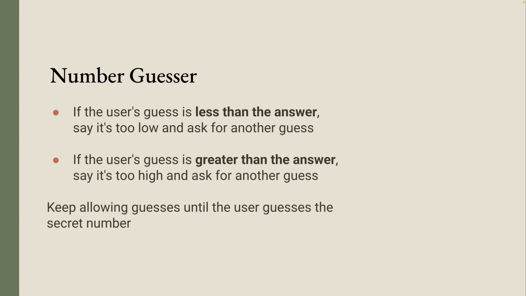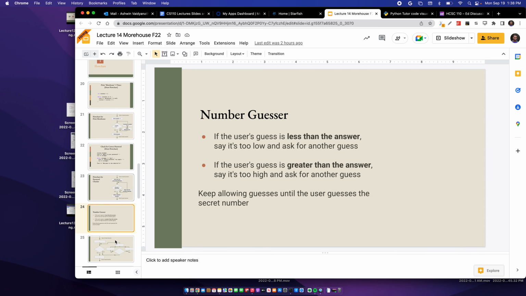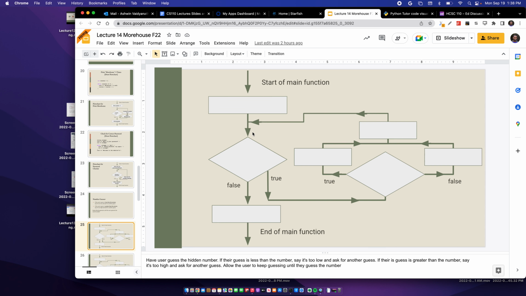So if the user guesses something like 36, what should we print out? Sorry, wrong number, try again. Okay, and how can we be more specific? Too low. Yeah, so we can say, sorry, too low, try again. If they guess a number like 78, what should we say? Too high, try again. And if they guess 52? Congrats.